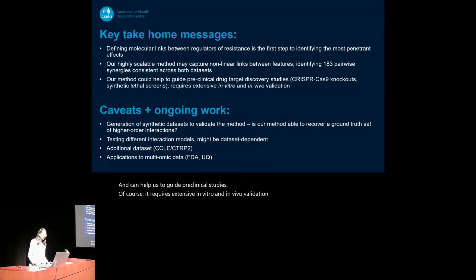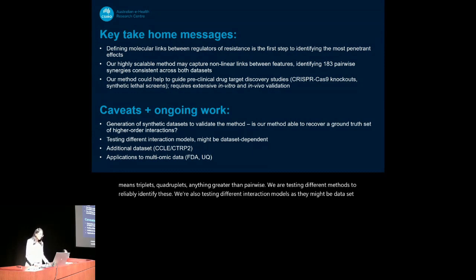Some of the caveats include identification of higher order interactions, which prove to be a little bit more tricky, and this means triplets, quadruplets, anything greater than pairwise. We are testing different methods to reliably identify these. We're also testing different interaction models, as they might be data set dependent. We also do have an additional data set, and of course we're applying to multi-omic data, which I think is where the true strength of this method is.